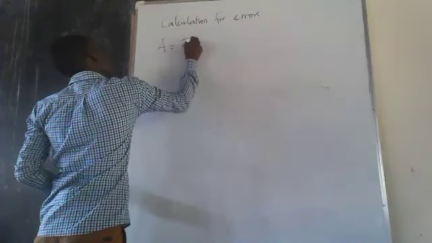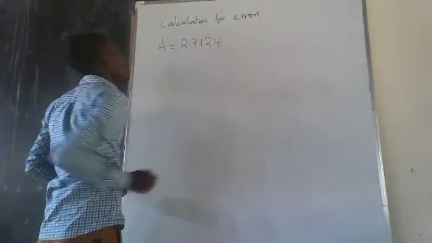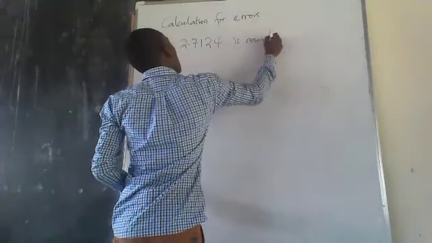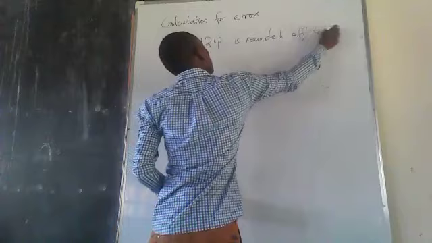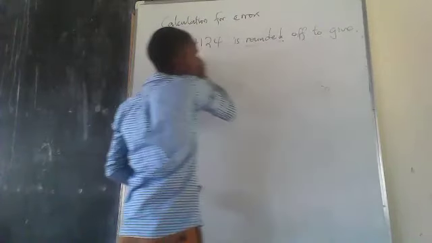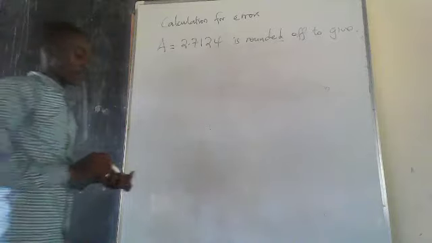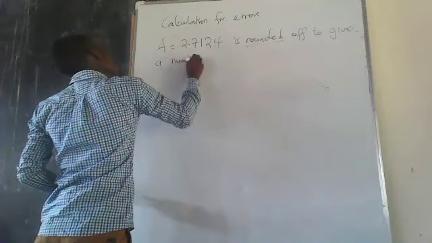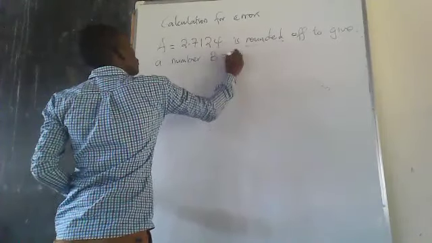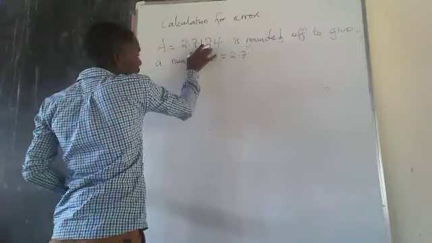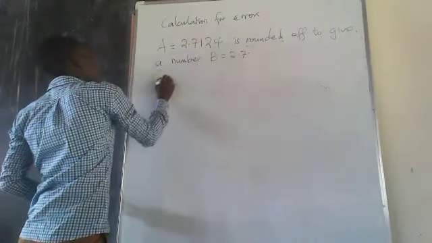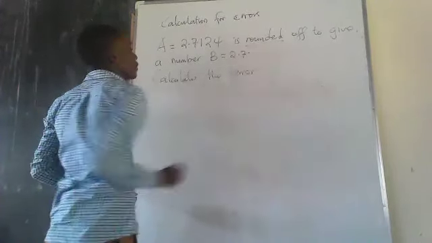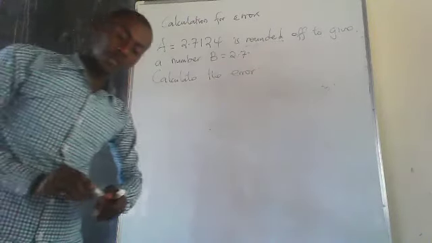which is 2.7124, is rounded off to give a number B, which is 2.7. So they rounded off this to get this. Then they can tell you to calculate the error in that, or calculate the error made.